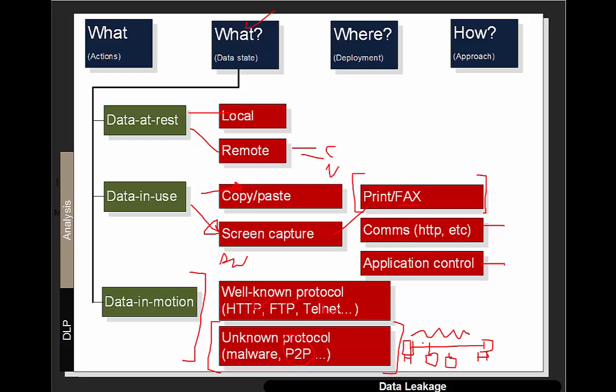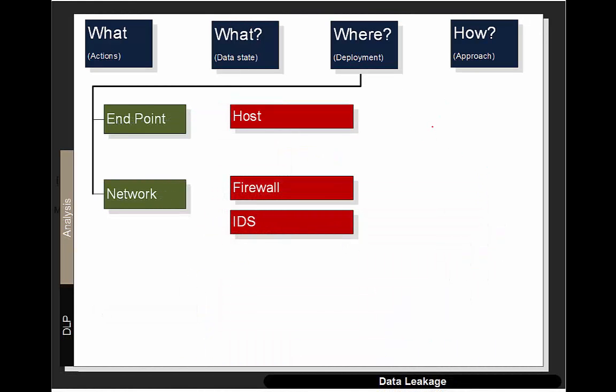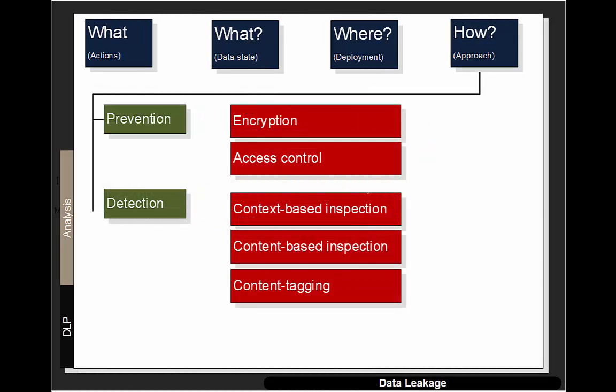Then where do we put the data loss prevention and detection system? Well, we can put them on endpoints, on our hosts, and that will be good for our data that's stored on the device and also in memory. But we can also put them on the network, such as within firewalls and IDS systems and so on. And then what's the approach that we're going to take? Are we just detecting the data loss, or are we actually trying to prevent it? So with prevention, we have encryption and strong access control. With detection, we can use context-based inspection. Context-based inspection knows exactly the state that the data access is in. A typical one with this is firewalls, where the firewall actually knows what state the communication is in, and will check the state to make sure that everything is actually correct.